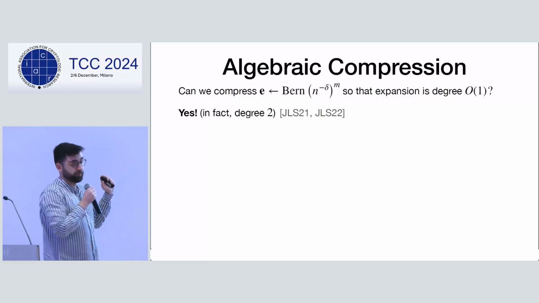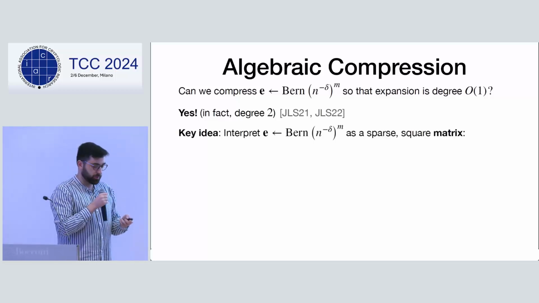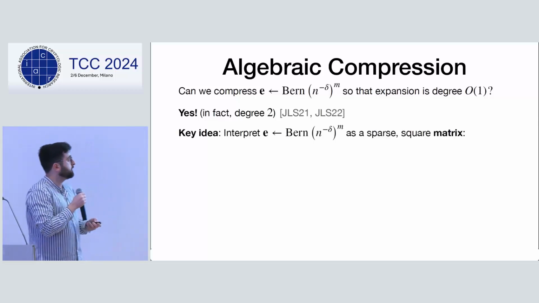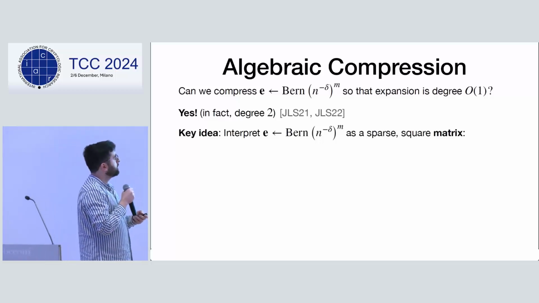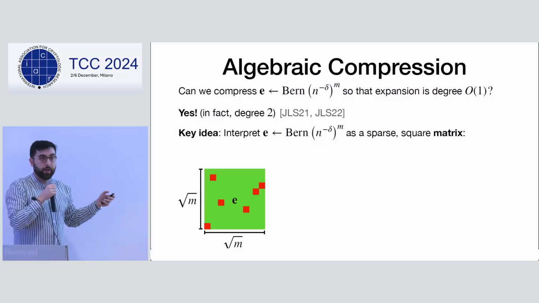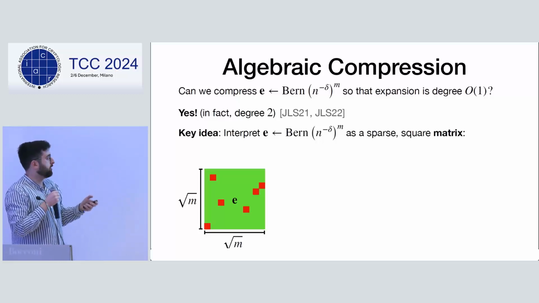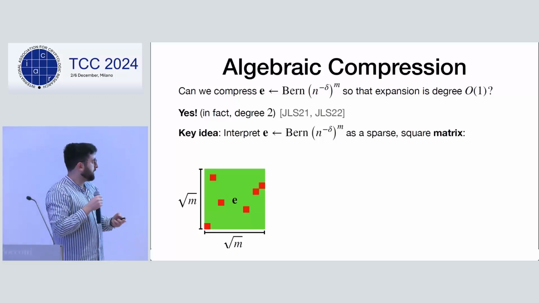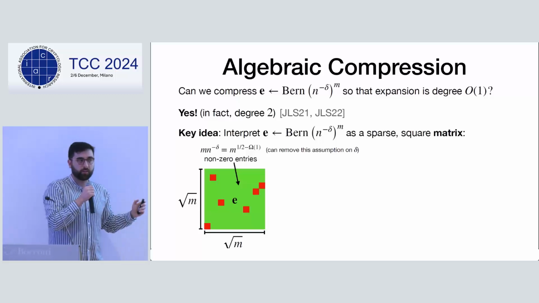And they do it, in fact, in just degree 2, not constant degree. The key idea is to interpret this error vector E as a sparse square matrix. So here we're going to interpret it as a root M by a root M matrix, where there are very few non-zero entries. And by very few here, I mean less than the square root of M for now, let's say, just to make things simple.